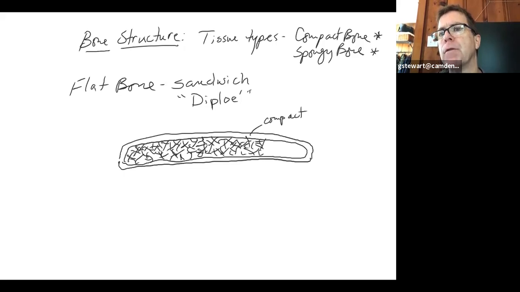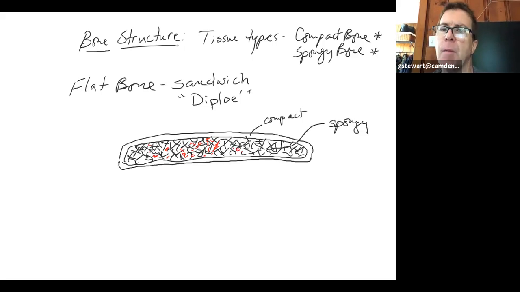And just to remind you, I'll talk more about the specifics of how spongy bone is arranged in a minute, but there's red marrow. It's not just air spaces in here, there's red marrow. So that word diploe just refers to this sandwich type of anatomical form that flat bones take. So let me just label this really quickly. This would be spongy. That's a typical flat bone.